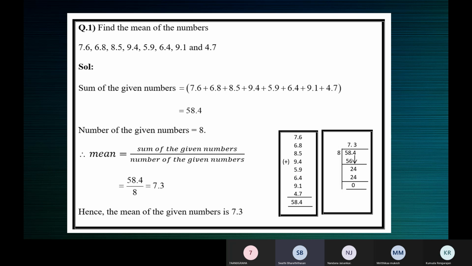Ma'am, I have a doubt here in the decimal division, ma'am. Yeah, please ask me. Ma'am, if 58.4 divided by 8 is still getting a remainder, can we add a 0 next to the 4, and then drag that 0 and bring it down? You will see in the next division, you have to keep adding zeros. Yes, you are right.